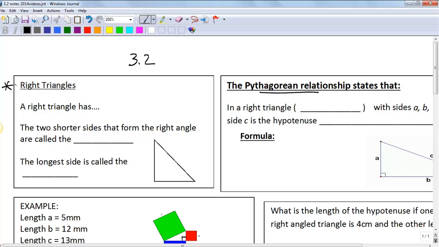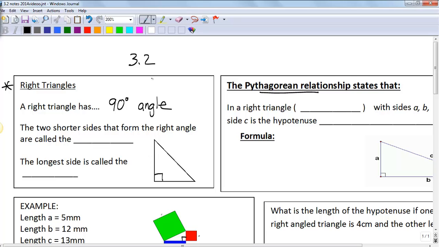What makes a right angle triangle is that it has a 90-degree angle. Right, and to mark that, little boxes in the corner. Now it's going to be the corner opposite the really long side. By really long, I just mean longer than the other two.